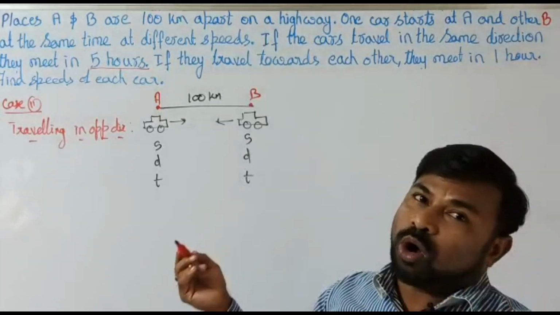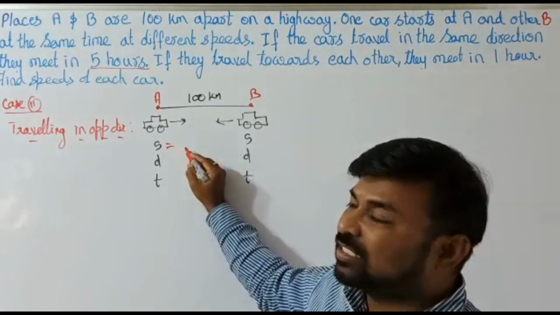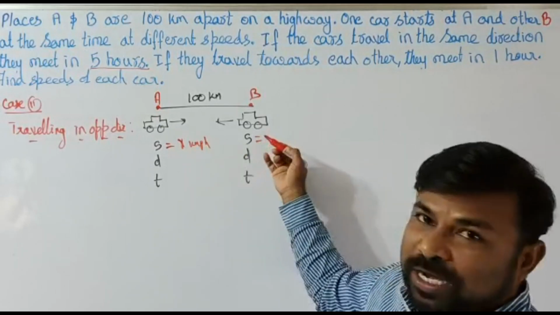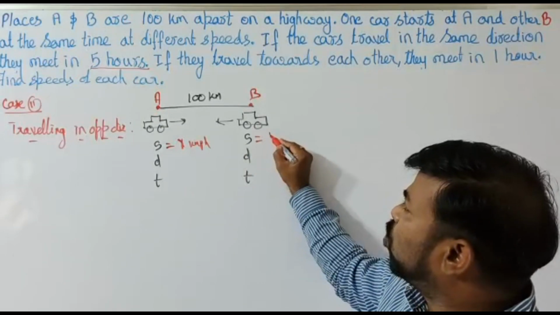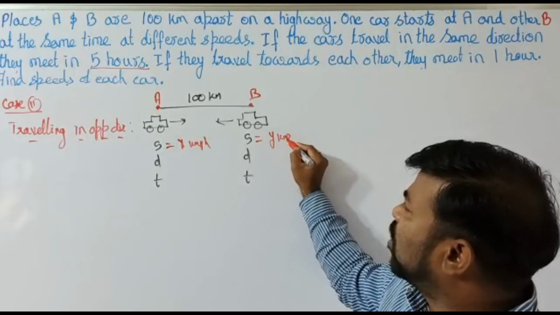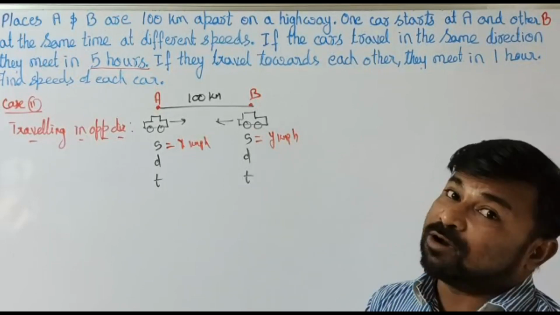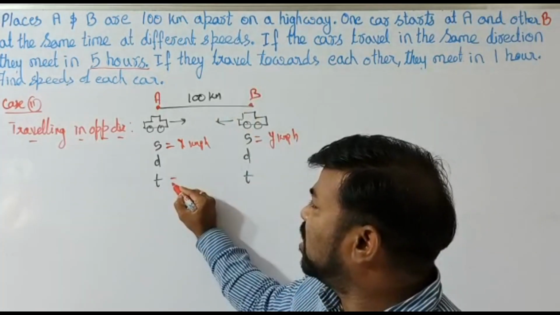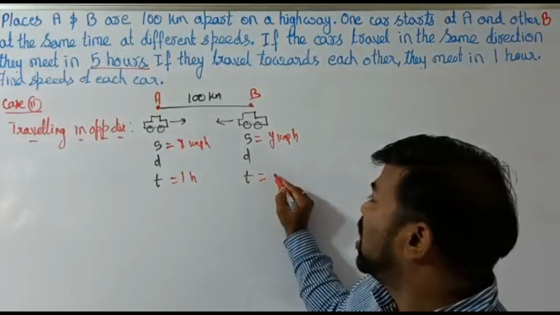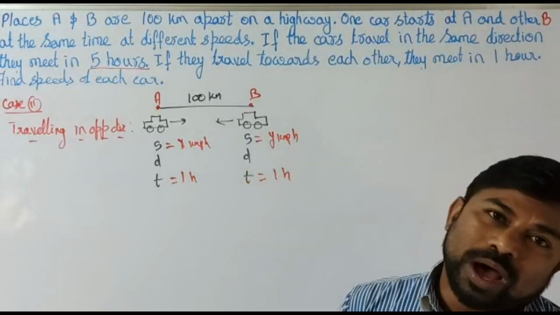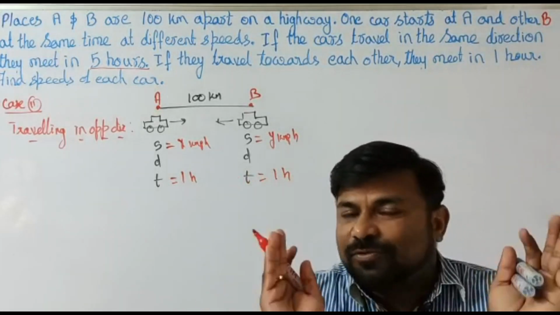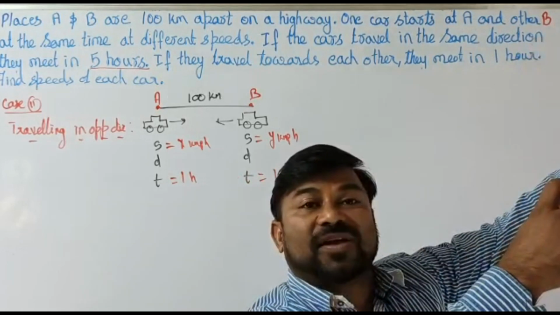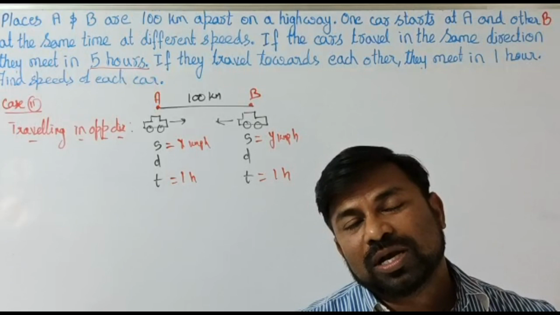Now, what is the speed? We already discussed that the speed of the first car is x kilometers per hour, and the speed of the second car is nothing but y kilometers per hour. Now the time: he is saying they meet in 1 hour. The time of the first one is 1 hour and the time here is also 1 hour. They meet in 1 hour, which means they travel for only 1 hour. In the earlier example, both of them traveled for 5 hours, but here they traveled for only 1 hour.